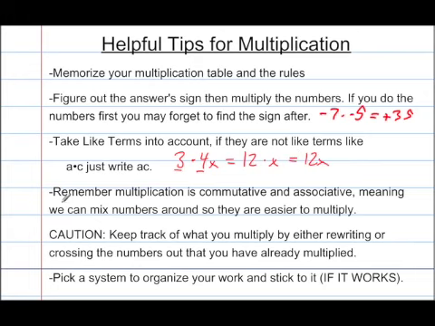Means the same. So remember, multiplication is commutative and associative, meaning we can mix numbers around so they are easier to multiply. So we've talked about this thoroughly, is that multiplication is commutative and associative. Keep track of what you multiply by either rewriting or crossing the numbers out that you have already multiplied. So if you have a long list of numbers and you're bouncing around multiplying different things, cross them out as you go and write out your answer. And most importantly, for all of math, not just this, pick a system to organize your work and stick to it only if it works.